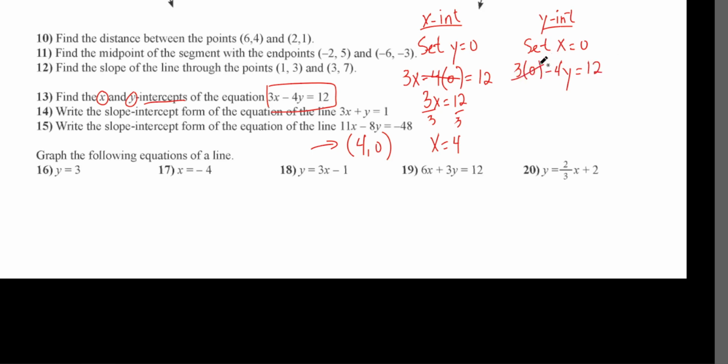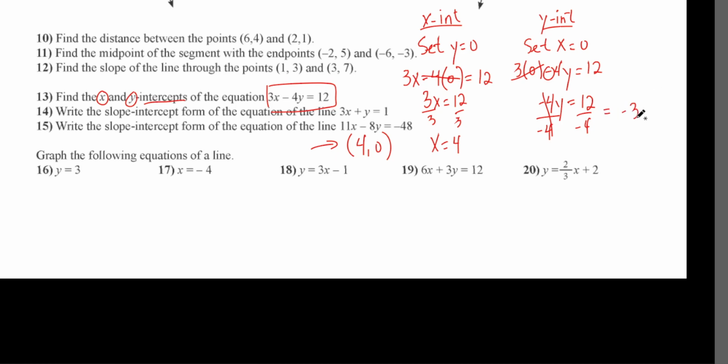That's 0. But this isn't just a 4y. What is it? It's a negative 4y. You see that? The sign in front of the number is the sign of the number. That's a negative 4y. So some of you forgot the negative. Equals 12. Divide by negative 4, because I got to get rid of the negative as well. That cancels. 12 divided by negative 4 is negative 3.